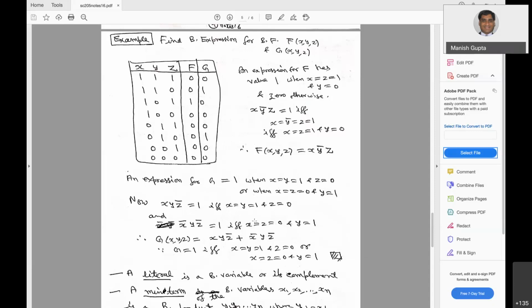So these can be captured into one expression, right? g(x, y, z) will be the sum of these two quantities because there are two places where it is 1: x y z bar plus x bar y z bar. So therefore, we got the expression for g. G is 1 if and only if x is equal to y is equal to 1 and z is equal to 0, or x is equal to z is equal to 0 and y is equal to 1. So from these tables, we can find the Boolean expression like this.